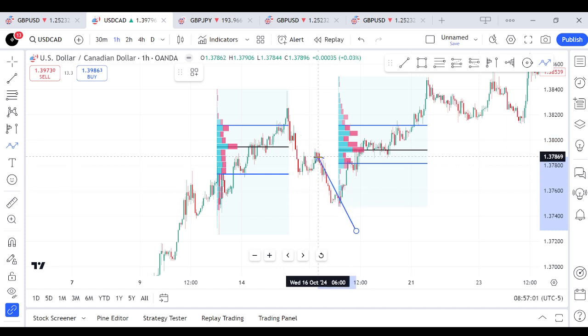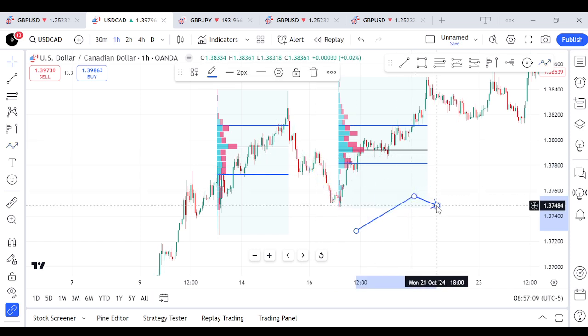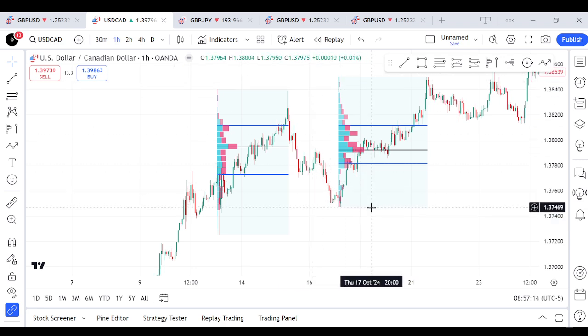So volume profiles can be a powerful tool when used correctly in your trading strategies, and it can help you identify key price levels where markets have shown interest, allowing you to make more informed decisions on when to enter or exit trades. So let's talk about how you can use the volume profile in your trading strategies.